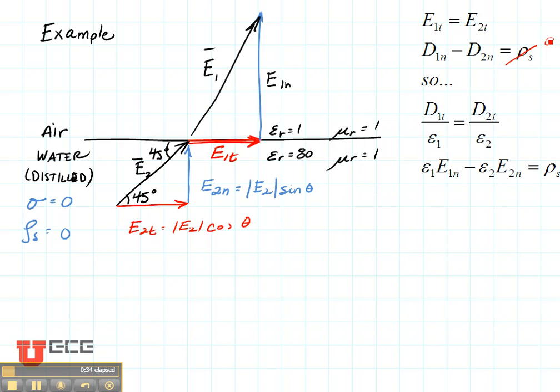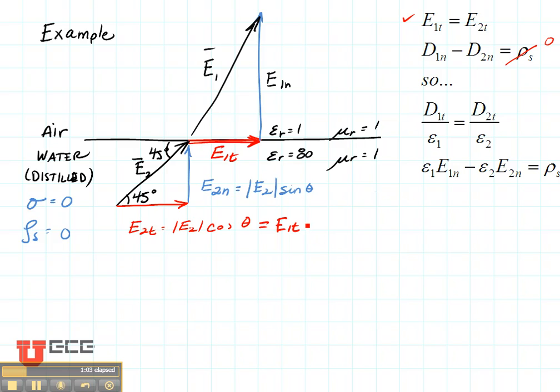The first thing we have to do is determine the tangential and the normal components, which I've shown you here. The tangential component is the magnitude of E2 times the cosine of theta, where theta is shown here, and E2n is E2 times the sine of theta. That's the normal component. So from this boundary condition right here, we can see that the tangential components in region 1 and region 2 have to be equal. So now we know what E1t is.